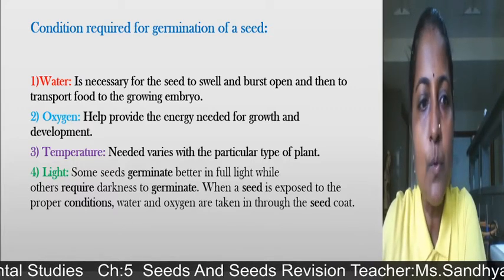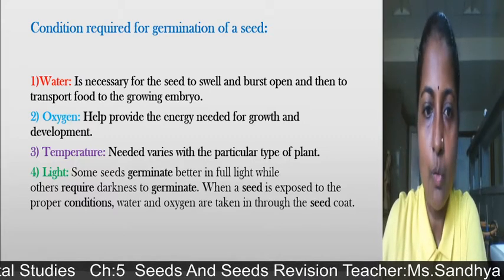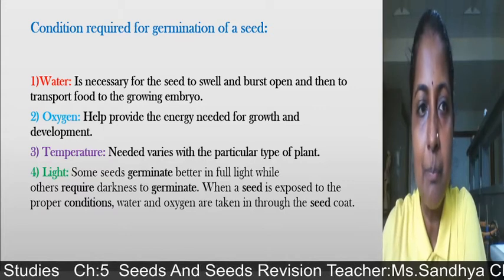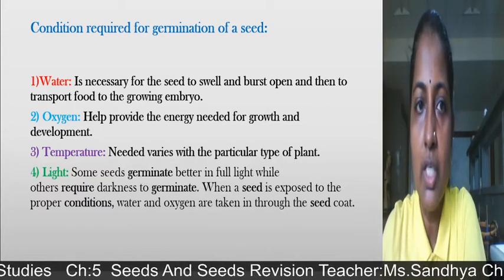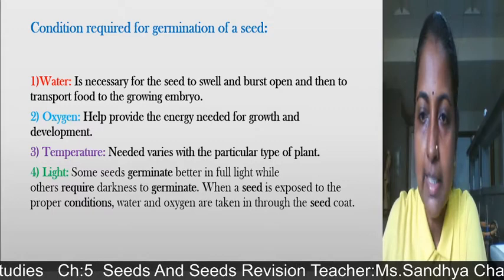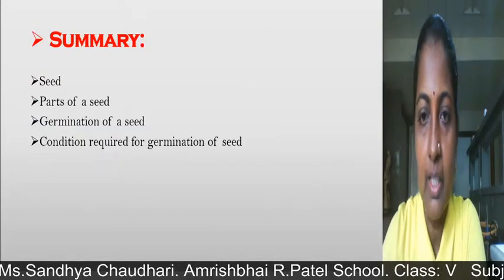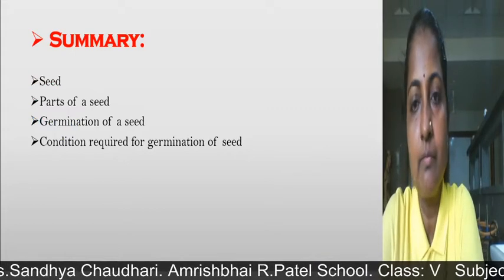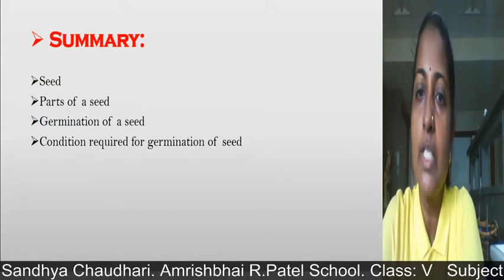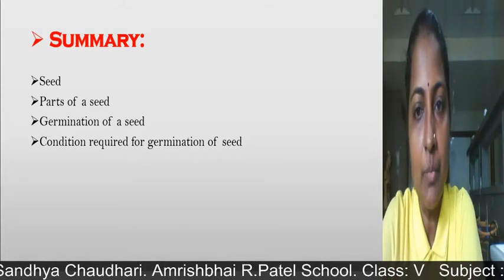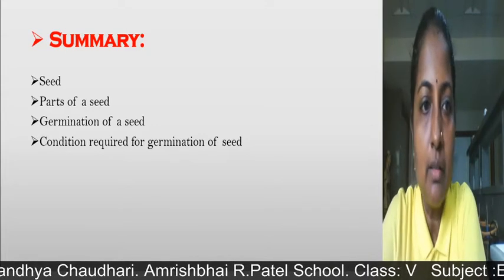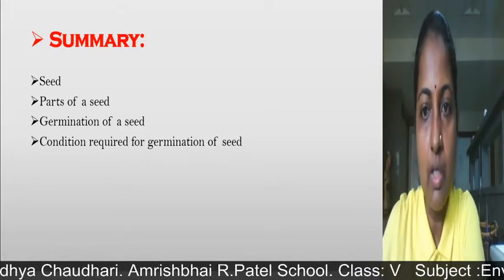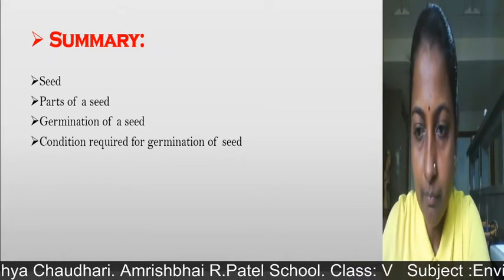When a seed is exposed to the proper conditions, water and oxygen are taken in through the seed coat. So these are the conditions required for germination of a seed. Now students, we will see what we have seen. We have seen what is meant by a seed, and the parts of a seed: seed coat, embryo, cotyledons. Then we have seen germination of a seed, and after that the conditions required for germination of a seed. Now the next topic we are going to see.